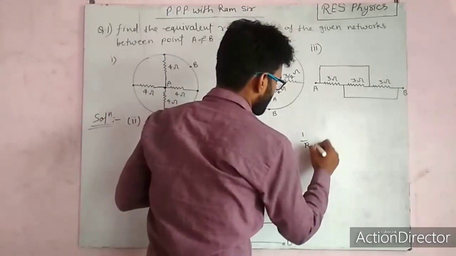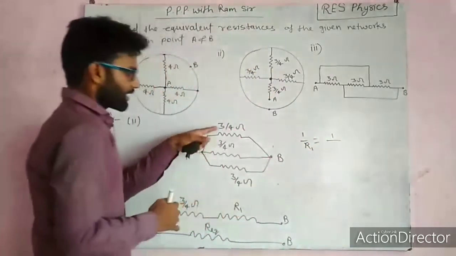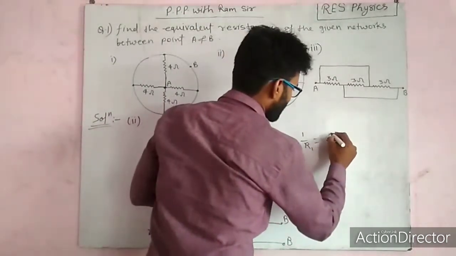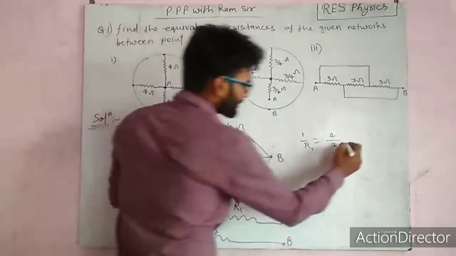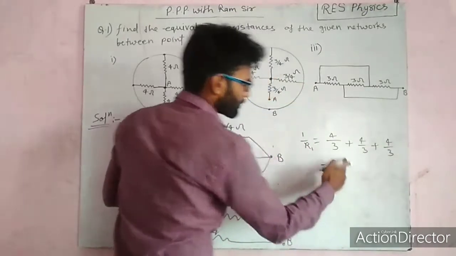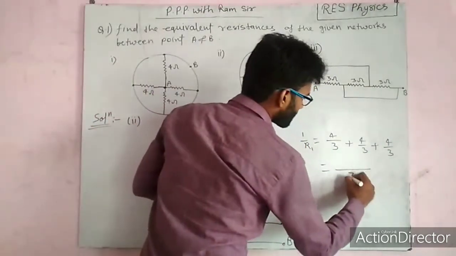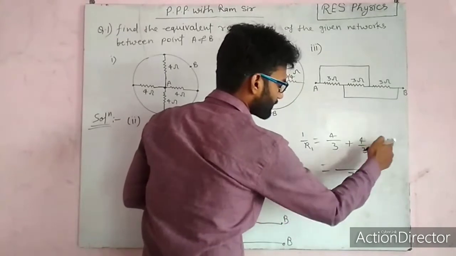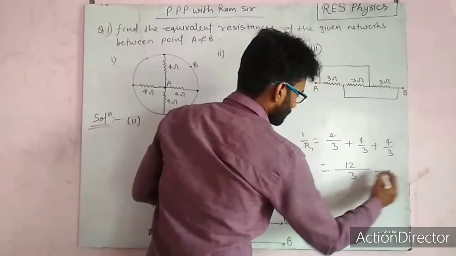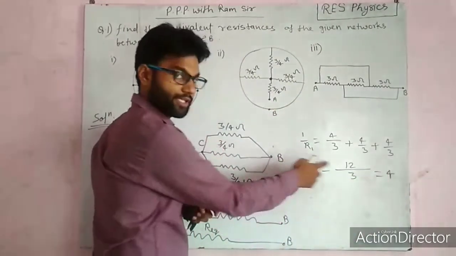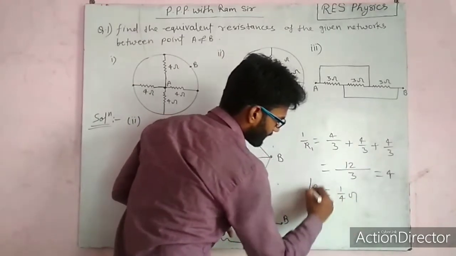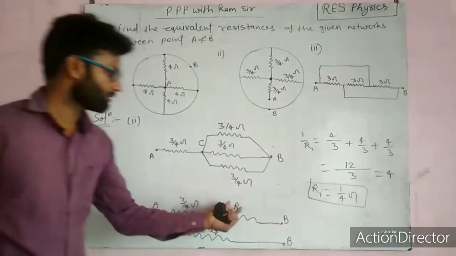So 1 upon R1 equal to 1 upon 3 by 4. 1 upon 3 by 4, that means reciprocal. So we can write it 4 by 3. Similarly 4 by 3 plus 4 by 3. Right. So since denominator is common, we can add it directly. 4, 4, 8 and 12, right? So the value will be 12 by 3, which is 4. So 1 upon R1 equal to 4. So R1 equal to 1 by 4 ohm. Clear?